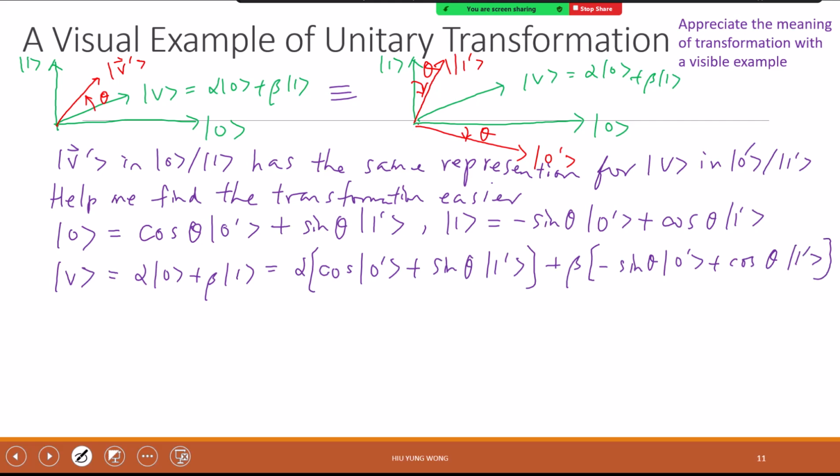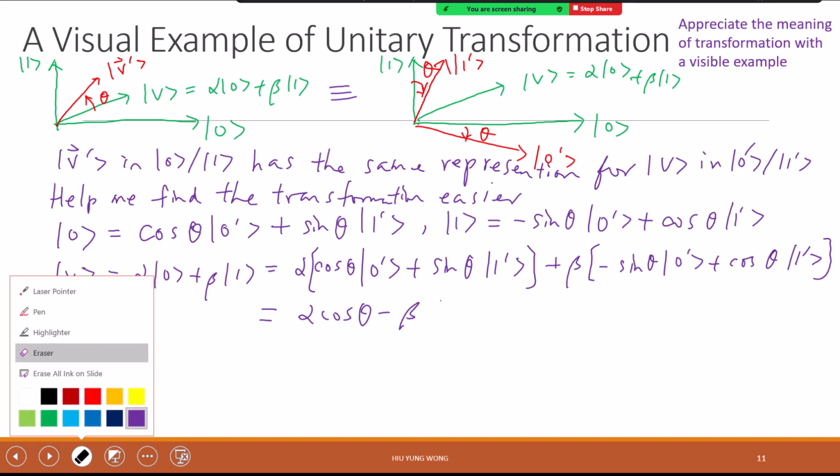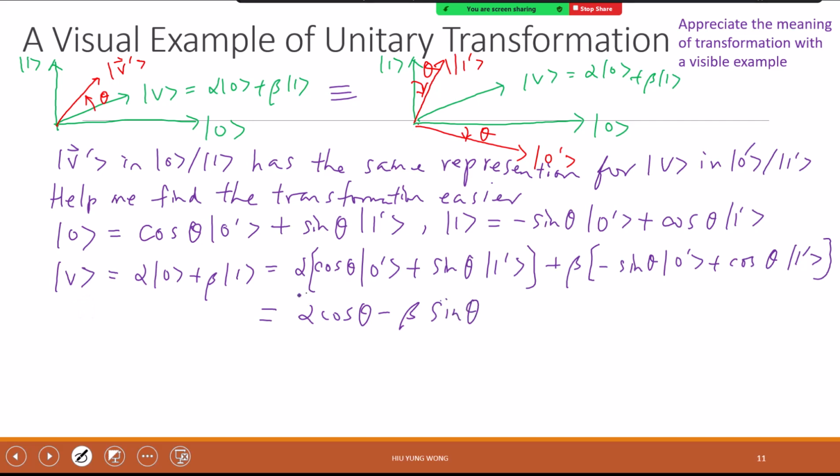Okay, and then I collect the terms so that I represent them in the 0 dash and 1 dash basis, right? So this is alpha cosine theta minus beta sine theta, the whole thing, for 0 dash, then plus alpha sine theta plus beta cosine theta, the whole thing, times 1 dash.